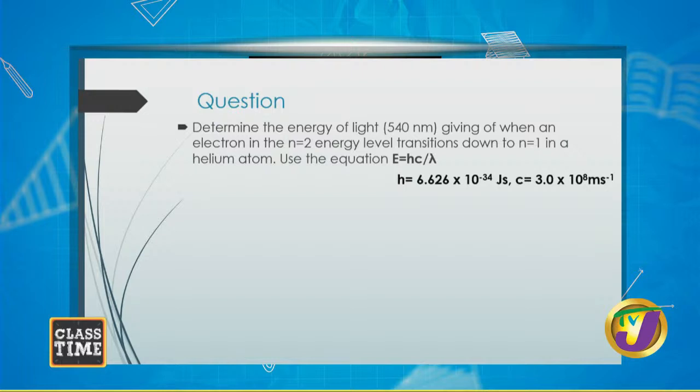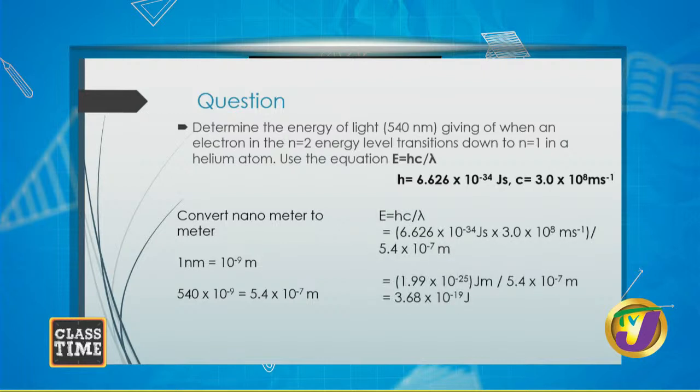And we should use the equation E is equal to hc over lambda to guide us, where h is Planck's constant, c is the speed of light, and lambda is the wavelength. Now first we have to convert the nanometers to meters by multiplying the nanometer value by 10 to the minus 9, and then we will obtain 5.4 times 10 to the minus 7 meters.